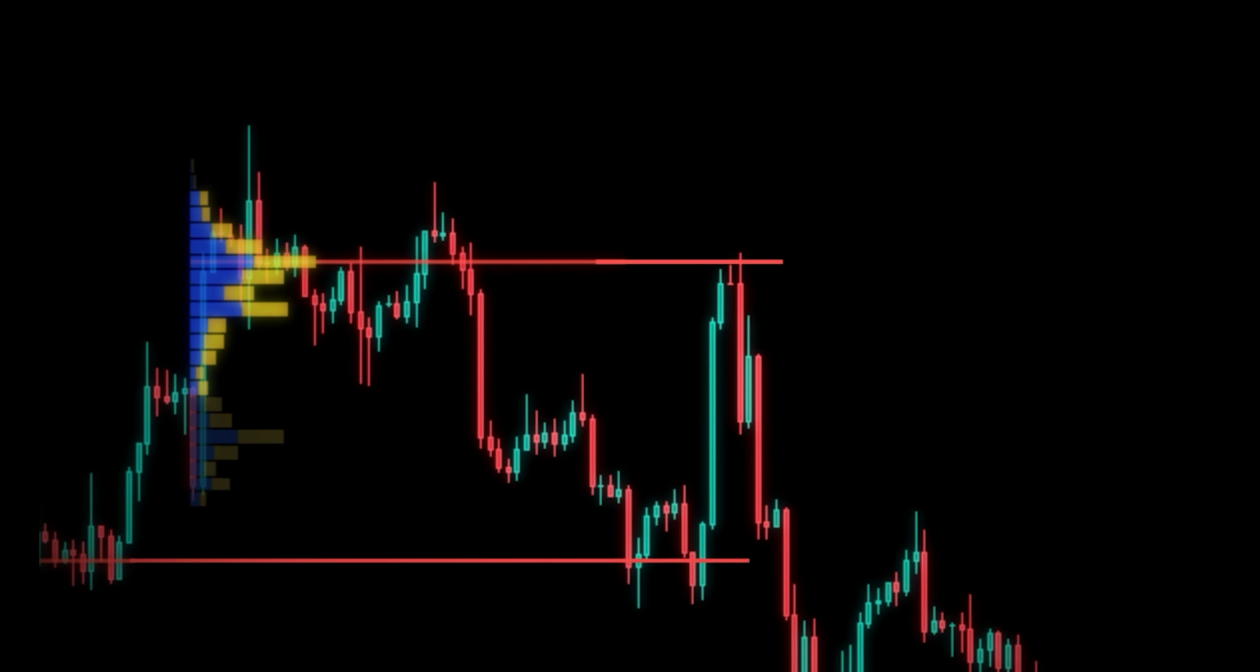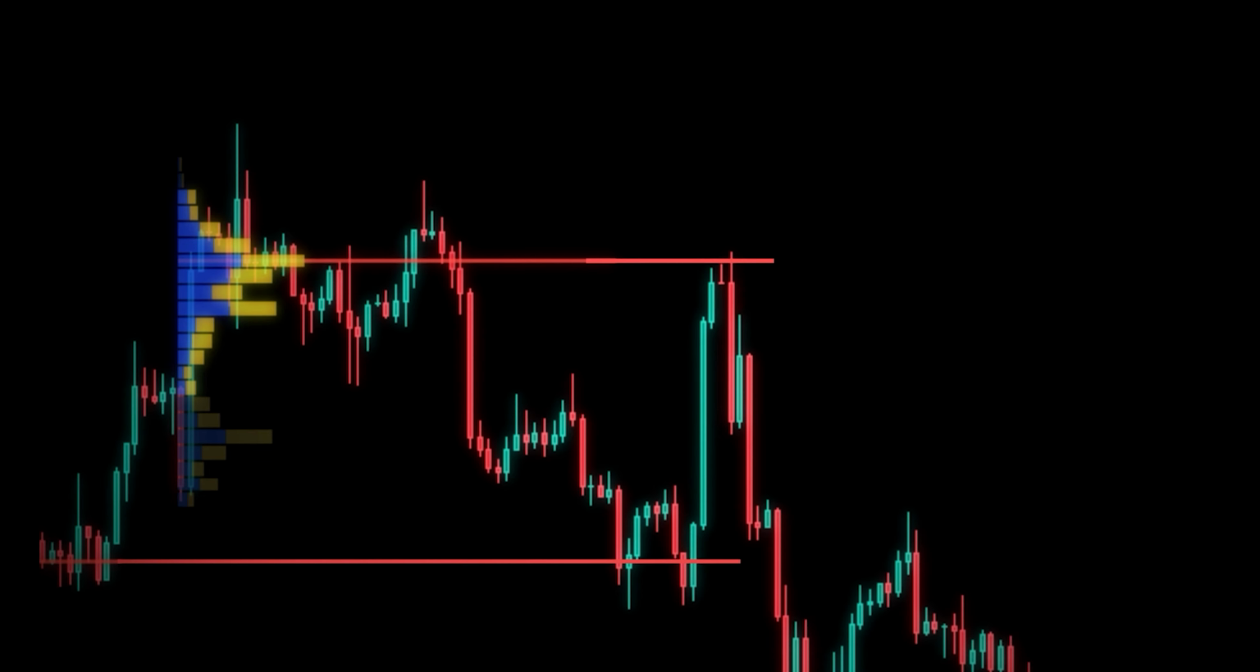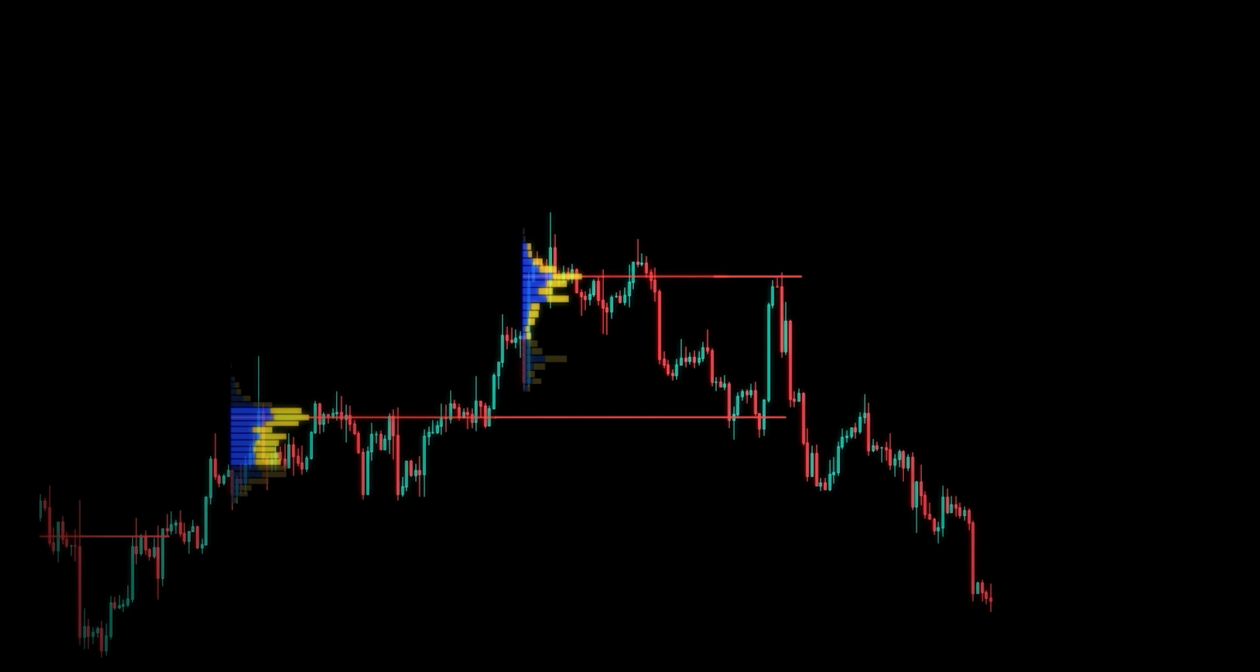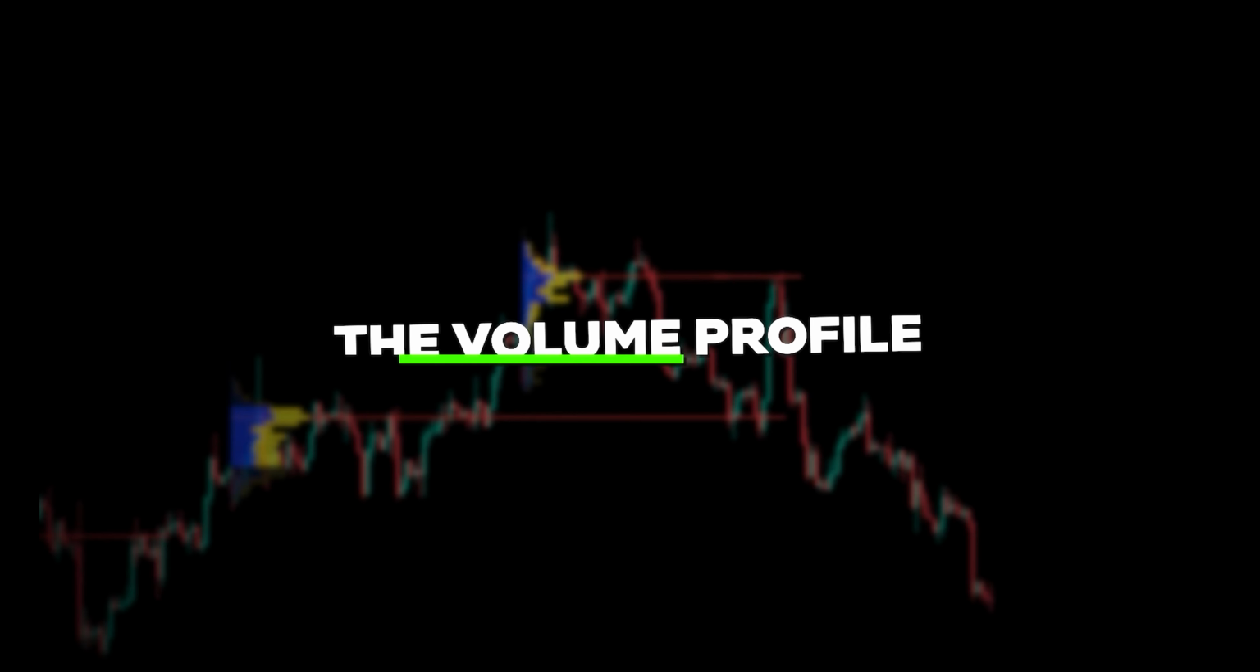This is the volume profile, and it can give you precise sniper entries for your trades. Most people don't know about this one simple tool, but after watching this video, you'll be able to add this to your trading arsenal.